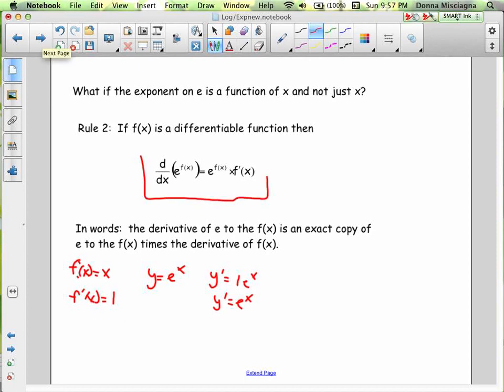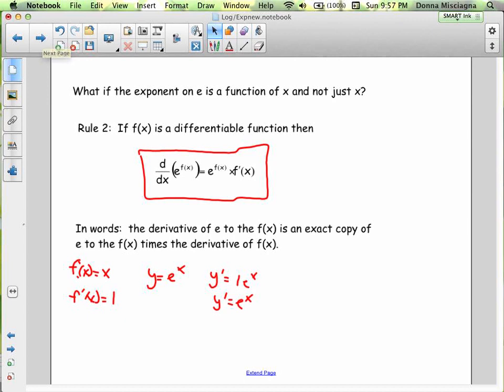The derivative of e to the f of x is going to be e to the f of x, an exact copy again, times f prime of x, the derivative of that exponent. In other words, the derivative of e to the f of x is an exact copy of e to the f of x times the derivative of f of x. Now, why do we all of a sudden have to multiply by the derivative of our exponent? Well, technically, we could have been multiplying by the derivative of our exponent the whole time. However, it wasn't going to make much of a difference. If we have f of x equal to x, the derivative of that is 1.